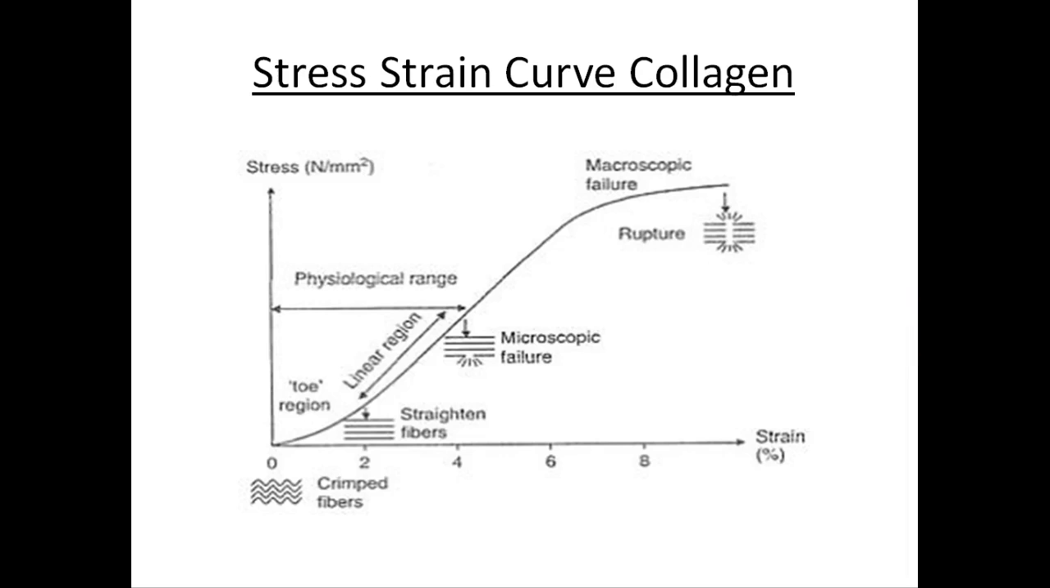The stress strain curve. This is important. At the top here, on the y-axis, we've got stress. On the x-axis, we've got strain. This is the toe region here, and this is the normal physiological range. Right at the top here, you're going to get micro tearing and failure, but if you take that well beyond there, you're going to get rupture of those structures. So that's the stress strain curve of collagen.